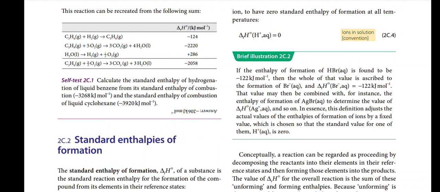C3H6 gas plus H2 gas changes into C3H8 gas. C3H8 gas plus 5O2 gas changes into 3CO2 gas plus 4H2O liquid. H2O liquid changes into H2 gas plus half O2 gas.